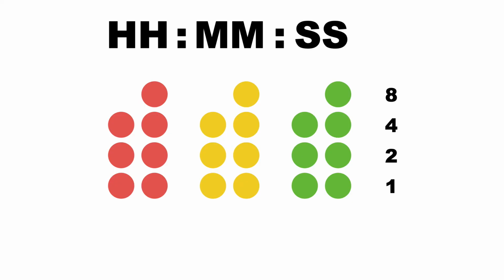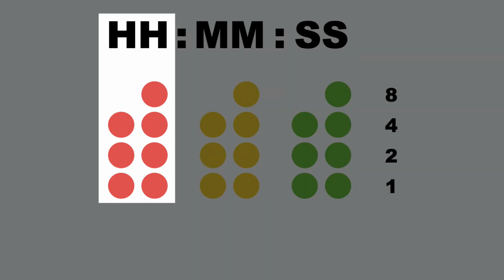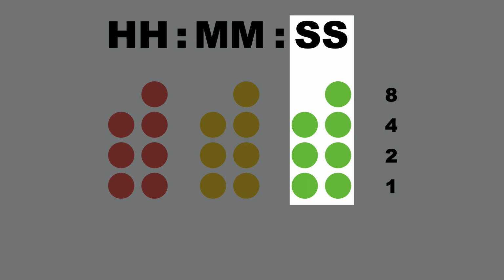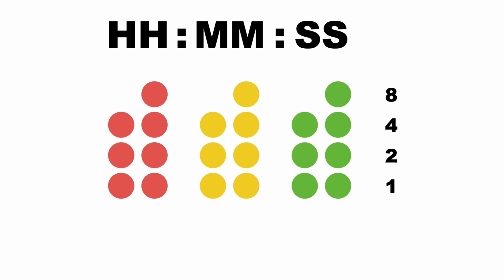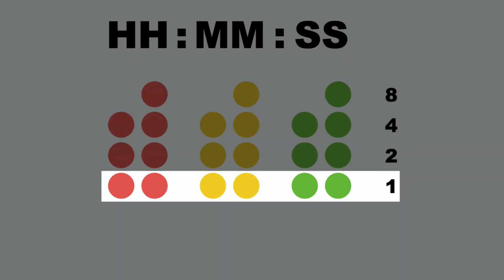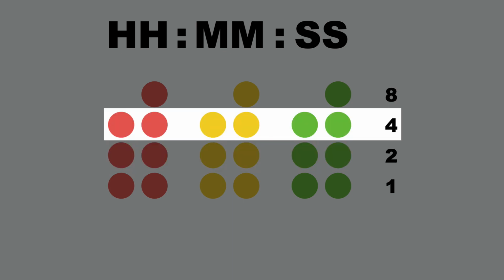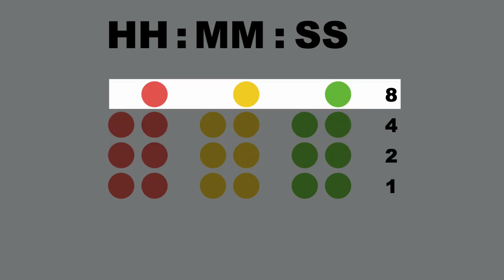Now let's look at counting binary in a binary clock. There are 3 columns. There is the hours columns made up of the tens column and the ones column. There's the minutes columns made up of the tens and the ones. And then there's the seconds made up of the tens and the ones. There are also 4 rows. The first row represents the value of 1, like we just talked about with binary. The second row represents the value of 2, the third, 4, and the fourth, 8.